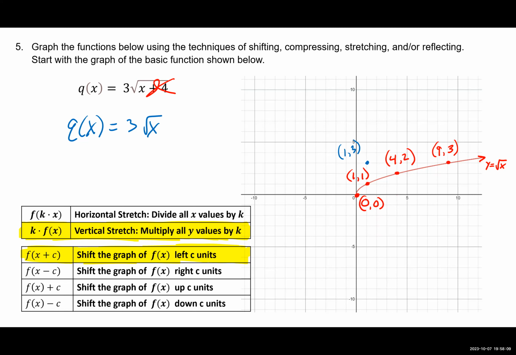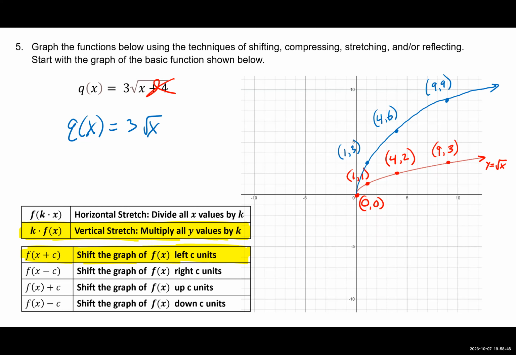The next point, 4, 2, the y value is 2. If we times that by 3, we get 4, 6. The next point, 9, 3, if we times the 3 by 3, we get the point 9, 9. See, we're multiplying the y value by 3. So we get this vertical stretching. Right, the graph is sort of being pulled up and away from the x-axis.